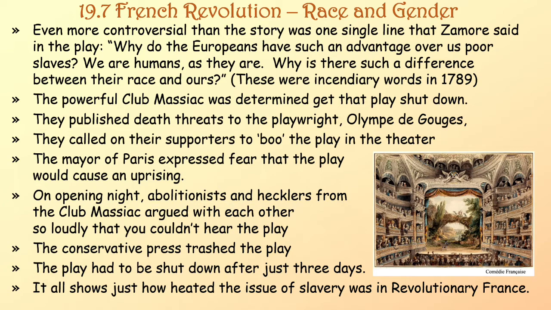And the powerful Club Massiac was determined to get that play shut down. They published death threats to the playwright Olympe de Gouges. They called on their supporters to boo the play in the theater. The mayor of Paris expressed fear that the play would cause an uprising. On opening night, abolitionists and hecklers from the Club Massiac argued with each other so loudly that you couldn't hear the play. The conservative press trashed the play, and the play had to be shut down after just 3 days. And it all shows just how heated the issue of slavery was in revolutionary France.